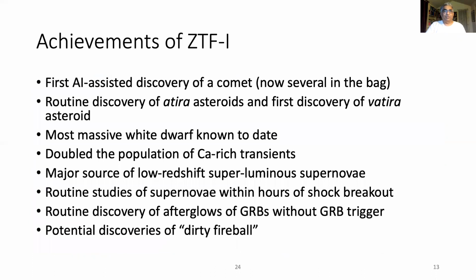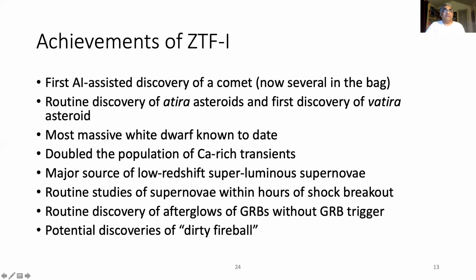Okay, in ZTF phase 1, here are the technical achievements and some science achievements. We had the first artificial intelligence discovery of comets, now several in the bag. We have routinely discovered Atira asteroids, or asteroids which are within the Earth's orbit. And the first discovery of a Vatira asteroid, which is within the orbit of Venus. In fact, just last week, we found a second one. Postdoctoral fellow Ilaria Caiazzo found the most massive white dwarf to date. Its size is similar to the size of the moon. As you know, the more massive white dwarfs are, the smaller they are.